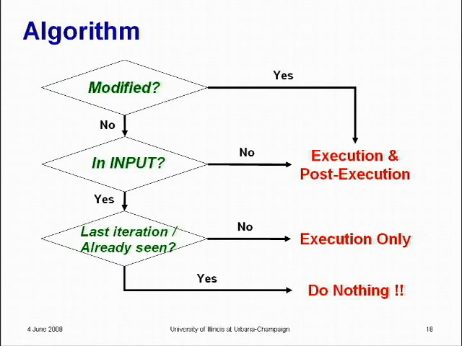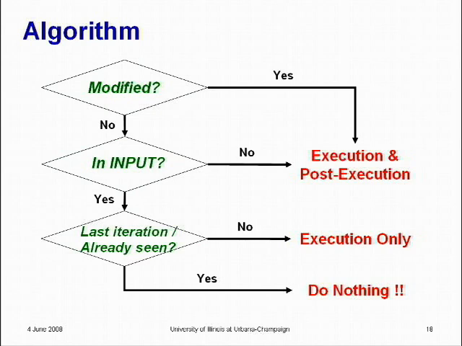Here then is the crux, the algorithm of how it works. If we have a given state and a transition, the first thing we ask is whether this transition was modified, whether the method was modified. If so, we have to execute it and do all the post-execution work. If not, there may be a chance that we can reuse the result. For that, we have to ask whether we've seen this in the previous exploration, whether it's in the input. If not, we have to re-execute everything. If it was, then there is some saving that we can achieve.